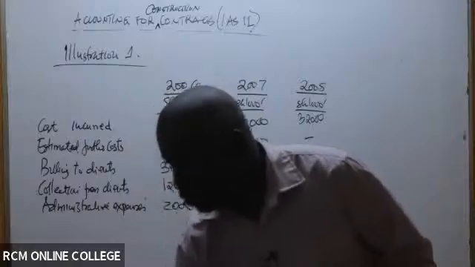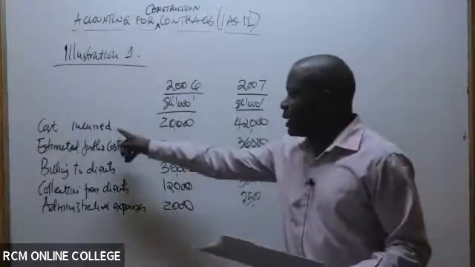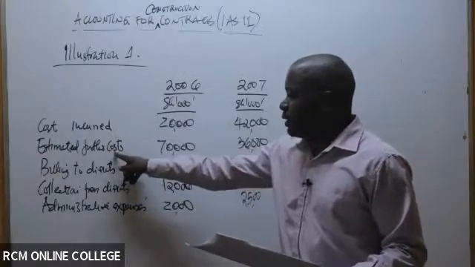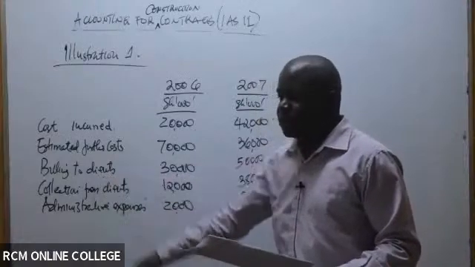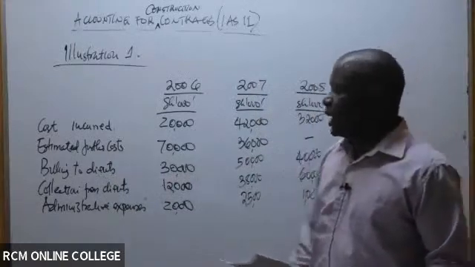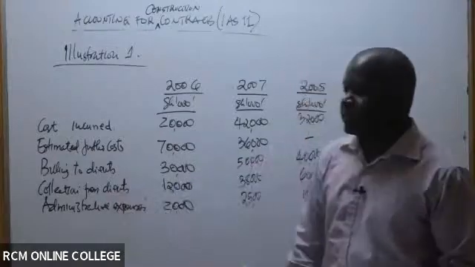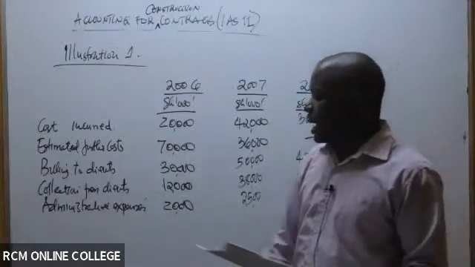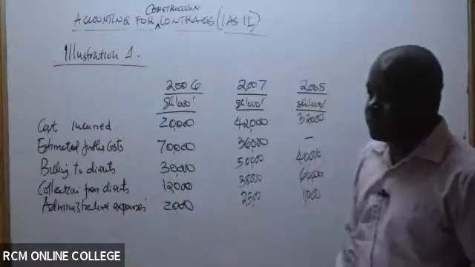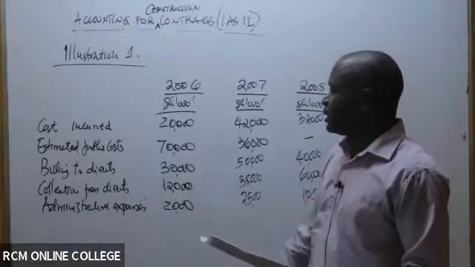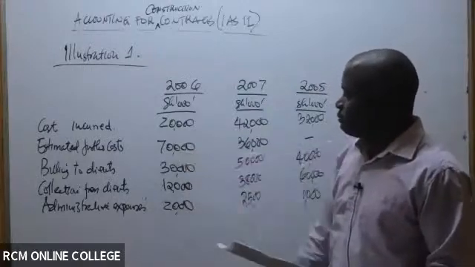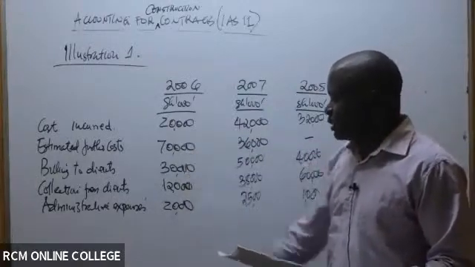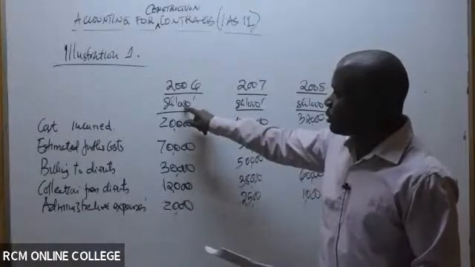I reread the table. This one is cost incurred, estimated further costs, billing to clients, collection from clients, administrative expenses. For the figures, you can see: this one is 20 million. This one is 70 million. This one is 30 million. This one is 12 million. You know it is million because there's this one up here.